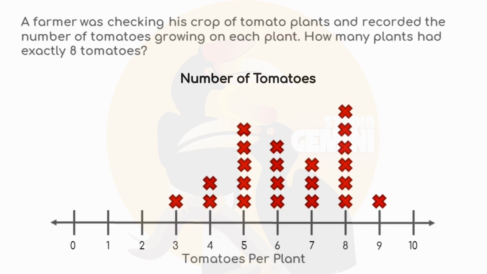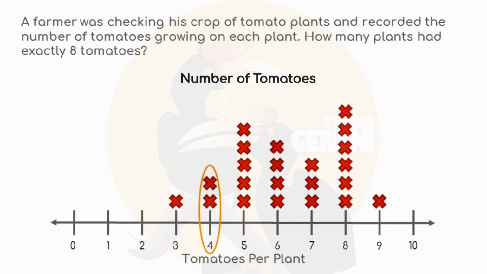A farmer was checking his crop of tomato plants and recorded the number of tomatoes growing on each plant. How many plants had exactly 8 tomatoes? There is 1 X for each tomato plant. The X goes above the number on the number line that shows how many tomatoes were on the plant. For example, there was 1 plant that had 3 tomatoes and 2 plants that had 4 tomatoes.